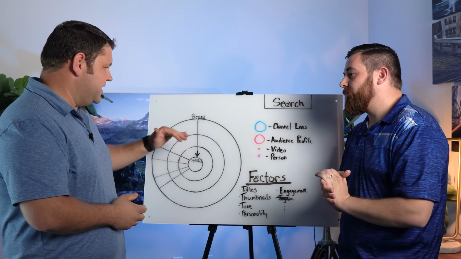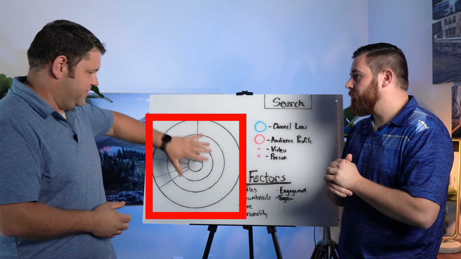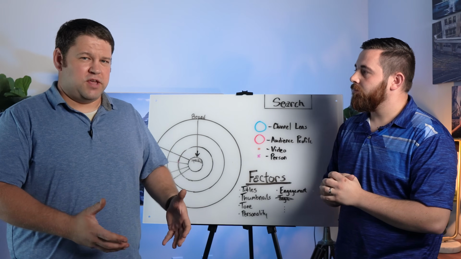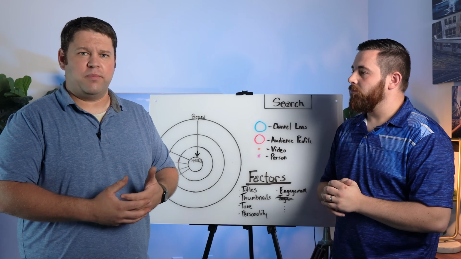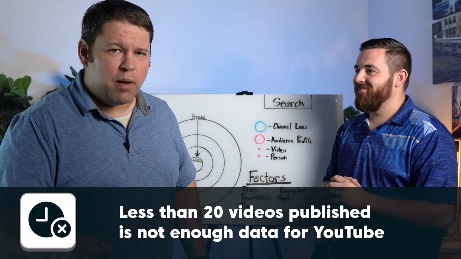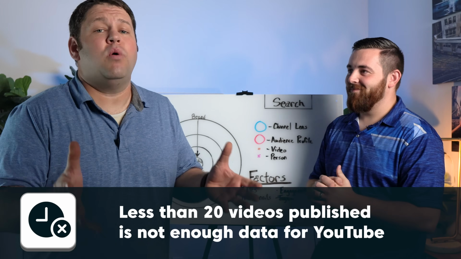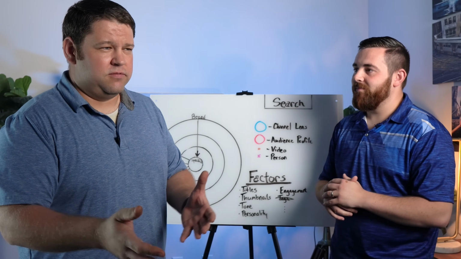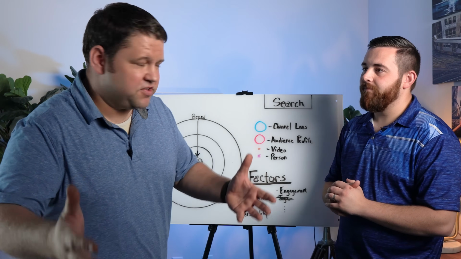And really, the easy way to tell if it's this or this. If YouTube isn't even really showing your videos to very many people, still, you've published a bunch. First of all, if you haven't published at least 20 videos, you probably just need to keep publishing. You don't have enough data, and neither does YouTube, to figure out what's going on yet. Chances are you just gotta keep growing.